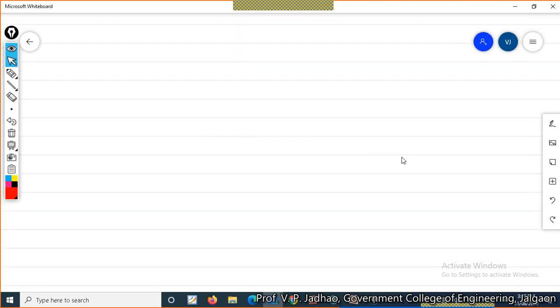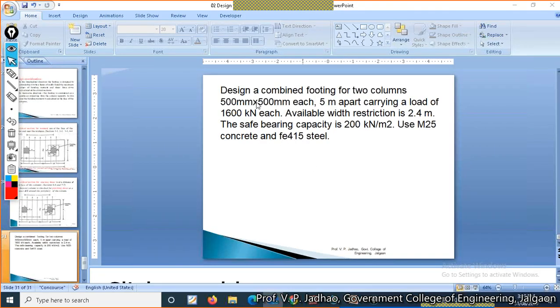Okay, so our problem was, I just read out the problem. Design a combined footing for two columns 500 mm by 500 mm each, 5 meter apart, carrying a load of 1600 kilonewton each. Available width restriction is 2.4 meter. The safe bearing capacity is 200 kilonewton per meter square. Use M25 concrete and Fe 415 steel.